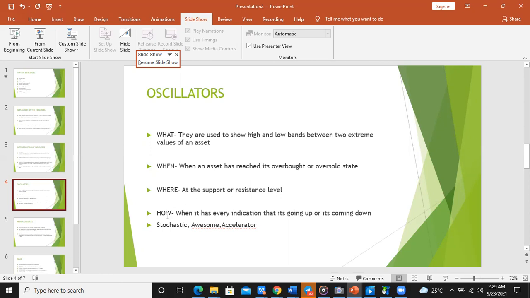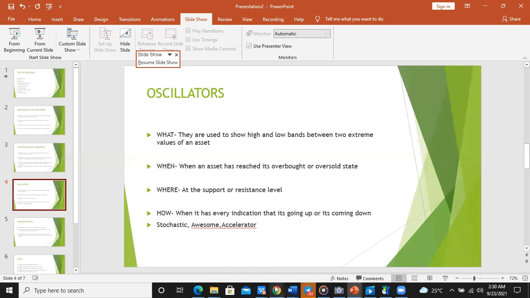Now, how are you going to use it? When it has every indication that it's going up or it's coming down. If it's going up, it's for a buy, and when it's coming down, it's for a sell. So we have a few examples over here. We have stochastic oscillators, awesome oscillators, and accelerator oscillators. I'm just mentioning these things and you might be confused, if you don't know what a stochastic oscillator, awesome oscillator, or accelerator oscillator is.